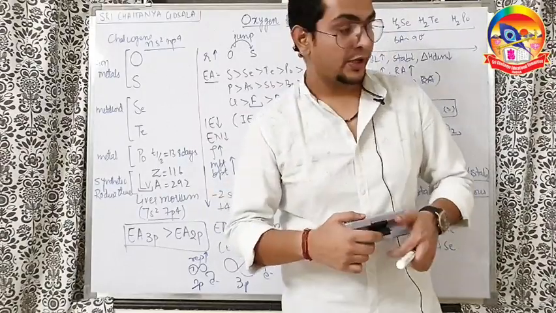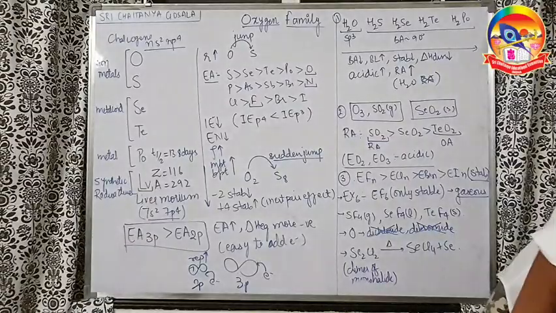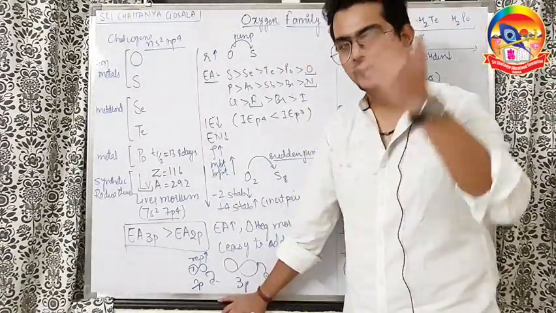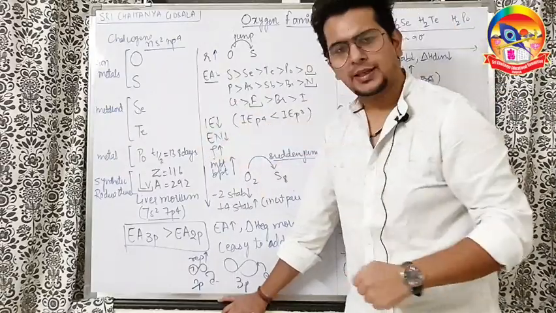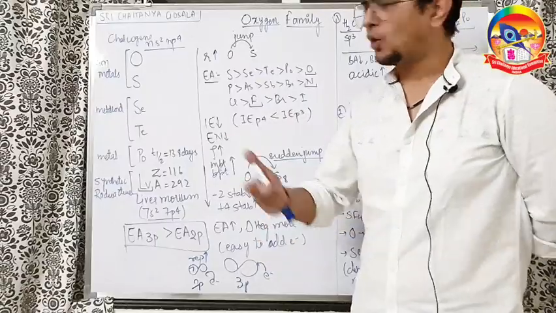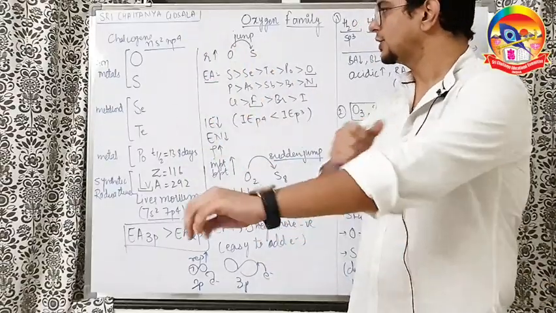This segment of the video is dedicated to the oxygen family, which is kind of related to the nitrogen family also, and some of the topics are already discussed there. So let's start. Oxygen family members are also known as chalcogens. That's a common name. Initially people used to call them chalcogens.